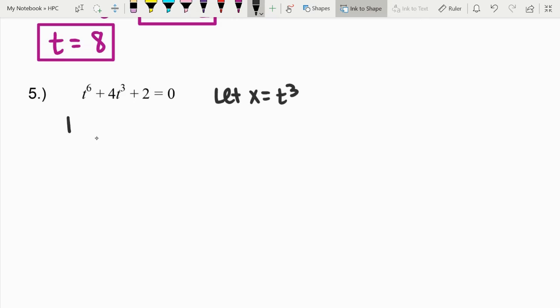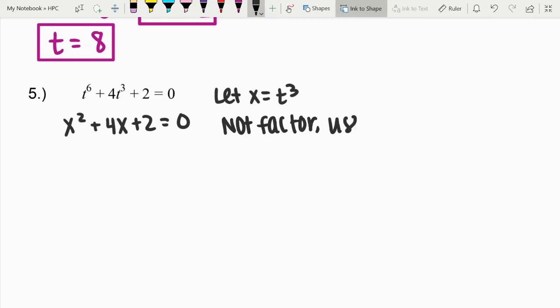So I'm going to have x squared plus 4x plus 2 equals 0. Okay, the problem here is that this is not factorable. So if something is not factorable, we're going to have to use the quadratic formula.